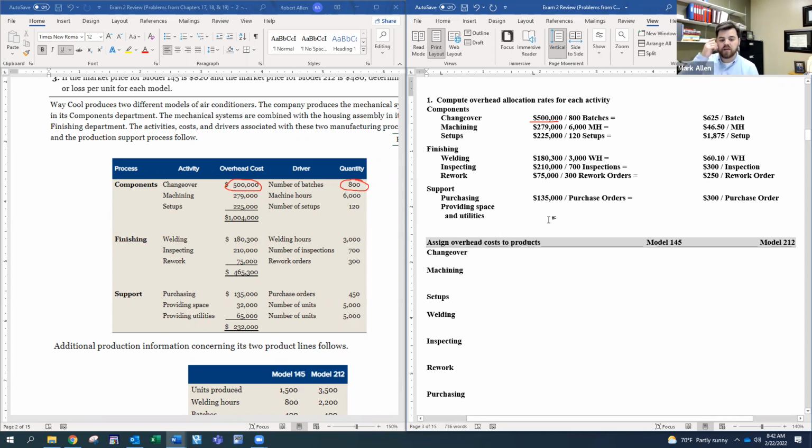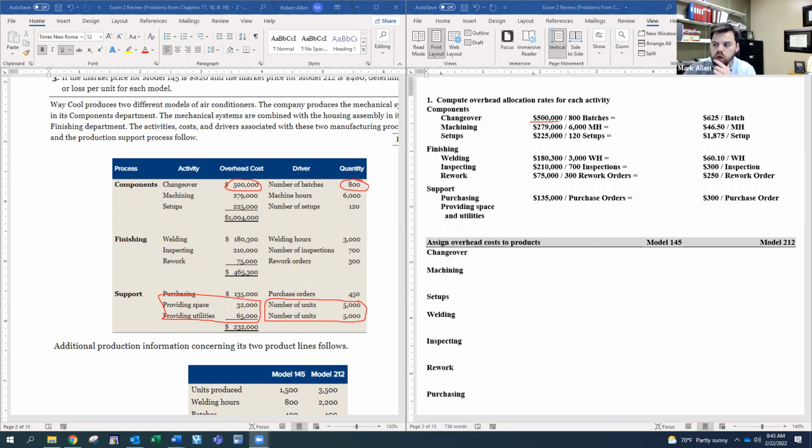Now, the next thing that we've got to deal with is this providing of space and utilities. You've got to be a little bit careful here because I want you to notice something. As we look over here, you'll notice that they give me the space and utilities as two separate pieces, but look at the drivers. Their driver is the same. They're both allocating based on number of units. Now, the reason that is important is it means we have to be a little bit careful here.